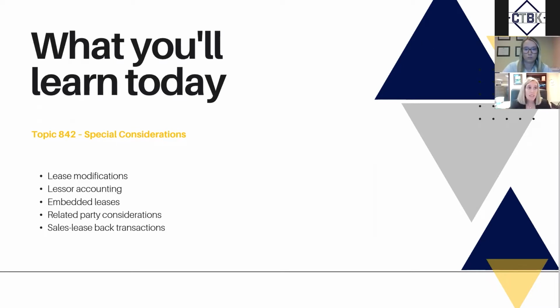We will cover lessor accounting. A lot of the accounting for the lessor has not changed with the new lease accounting standard. There's a few key changes that we will go over with you, but the biggest change in the lessor accounting is really those lease modifications. So again, we'll go over lease modifications from a lessor's perspective. We're going to touch upon embedded leases and some related party considerations.